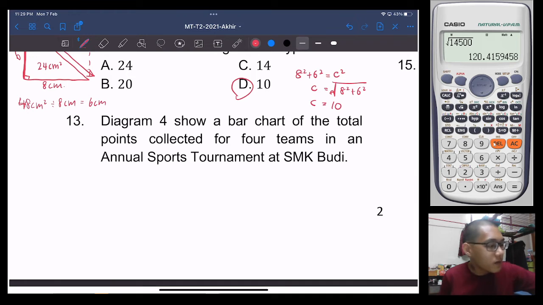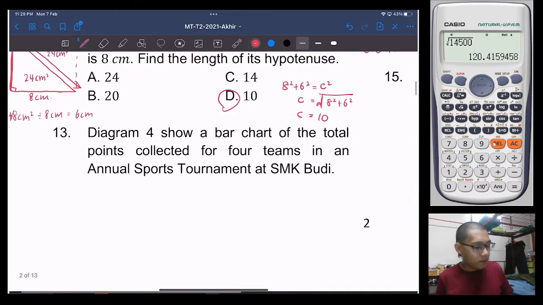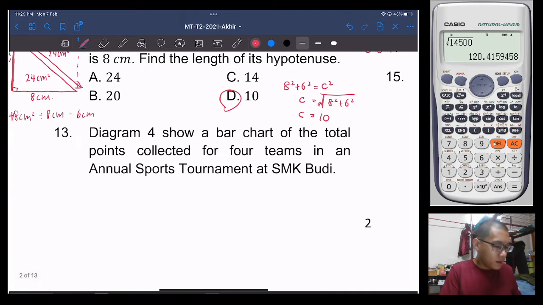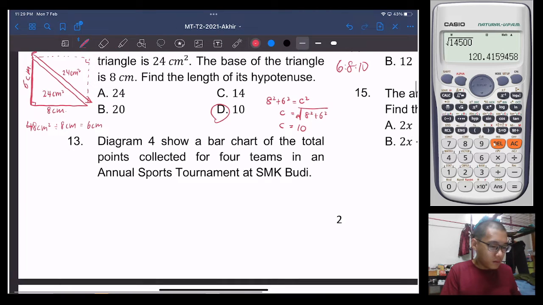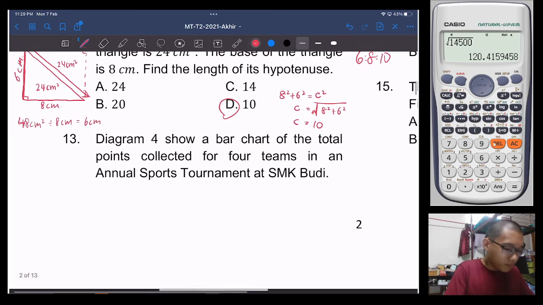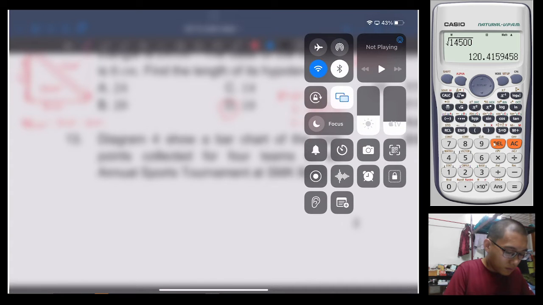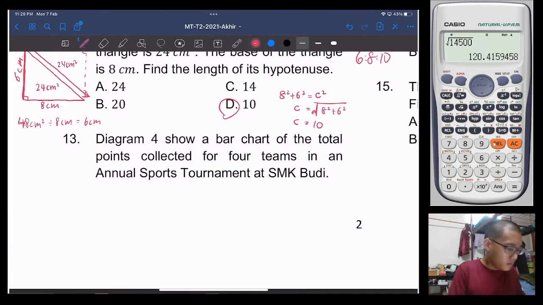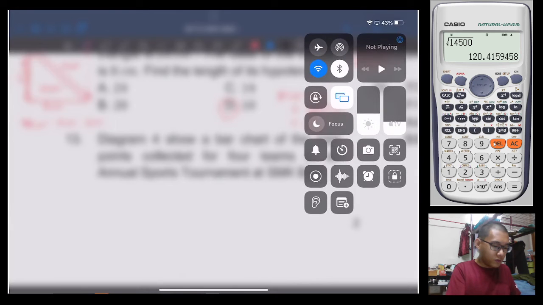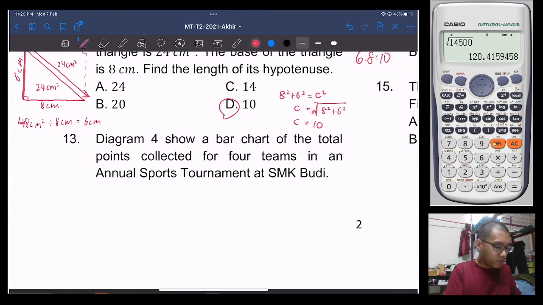Okay, sorry, let me think first. Very thirsty after talking so much. Okay, now let's see this one. Because I see this picture is very pink.